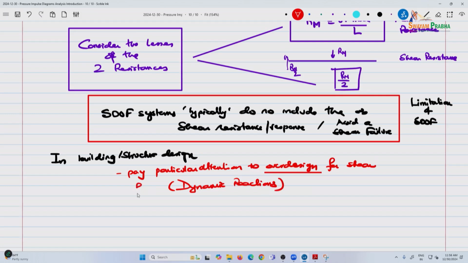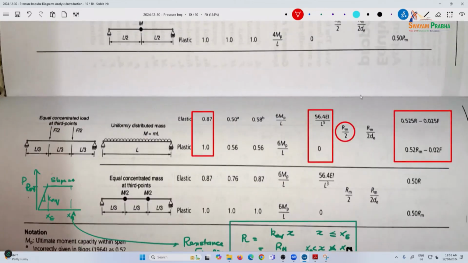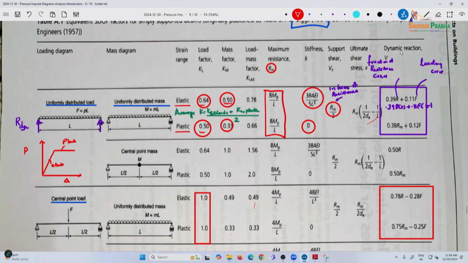For dynamic reactions, peak values. People might actually plot in an SDF system, or you can plot if you have R as a function of time and P as a function of time. You see this dynamic reaction here.